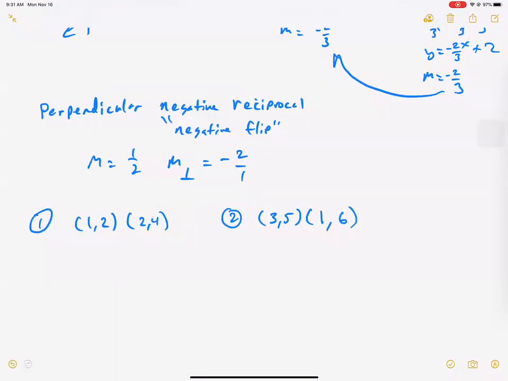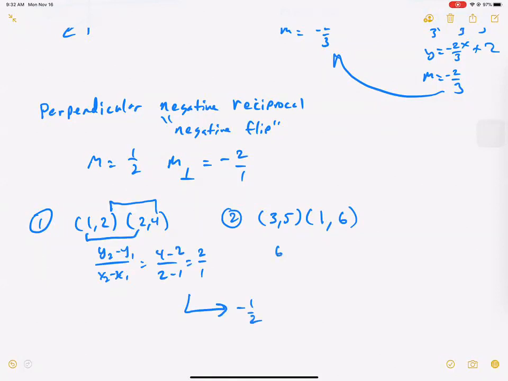Well, we only have to look at slope. So the slope here is y2 minus y1 over x2 minus x1. So it's going to be 4 minus 2 over 2 minus 1. We subtract the y's from the y's and the x's from the x's. We end up with 2 over 1. Well, if this is perpendicular, this better be negative 1 over 2. That's a perpendicular slope, a negative reciprocal.